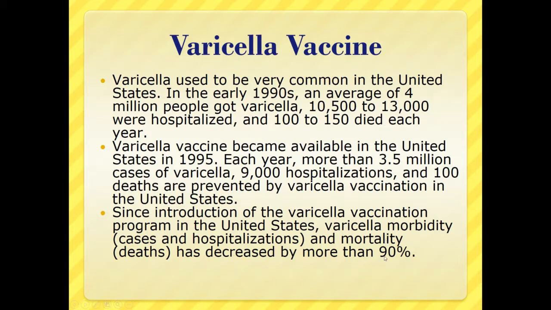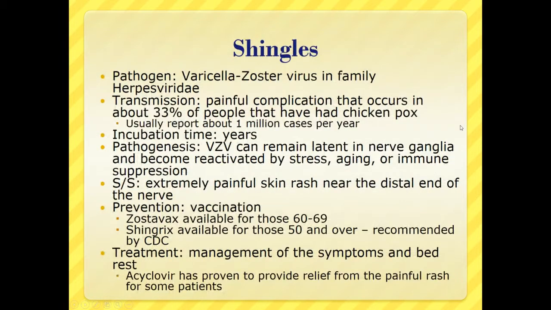Morbidity and mortality has decreased by more than 90% since the vaccination program began. So shingles is caused by the zoster portion of this virus. It occurs in about a third of people who have had chickenpox. Herpes viruses remain latent in the body.